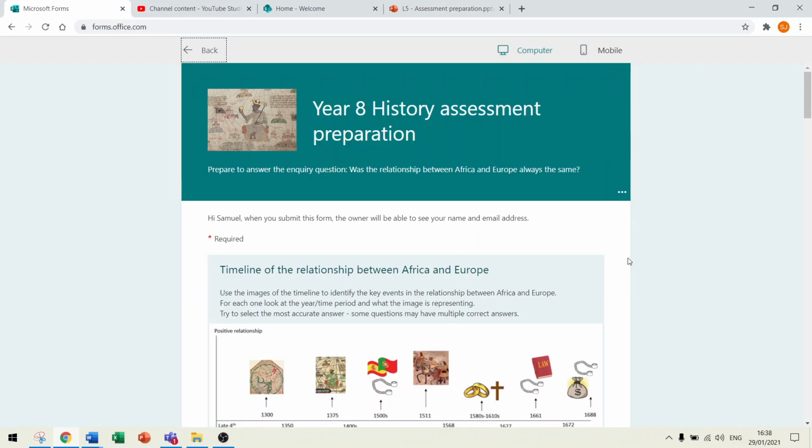So I'm just going to talk you through what you have to do. This is ultimately an assessment preparation. So next week we'll assign you an assessment on Forms as well, just to show what you've learned about this inquiry, about the relationship between Africa and Europe. I'm going to explain what you have to do quite briefly.